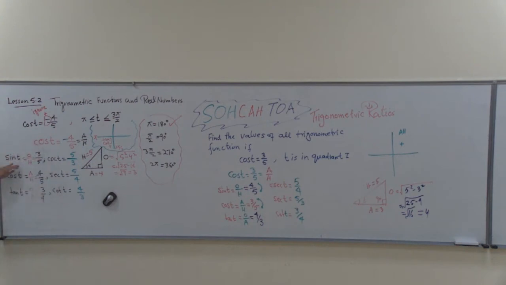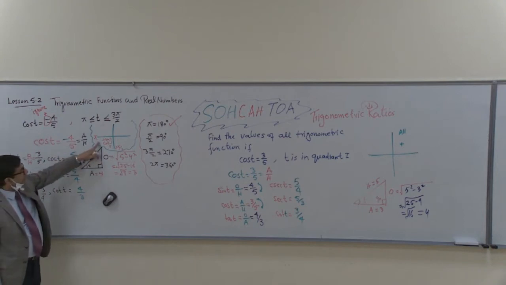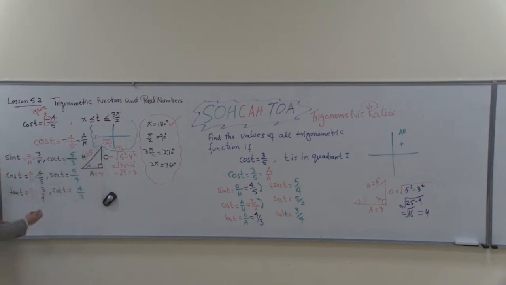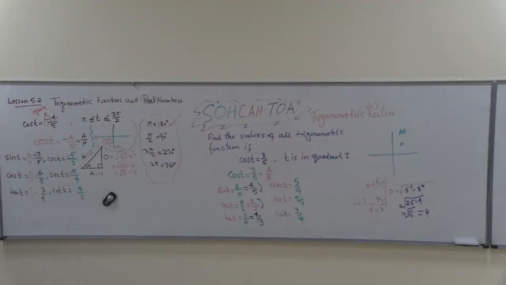See, first do everything. Then for the sign, look at the quadrant and see which functions have a positive sign in this quadrant. Only two functions have. So these are positive, the rest are all negative. This will be negative, this will be negative, and they are positive. This is your answer. Yes, any question?